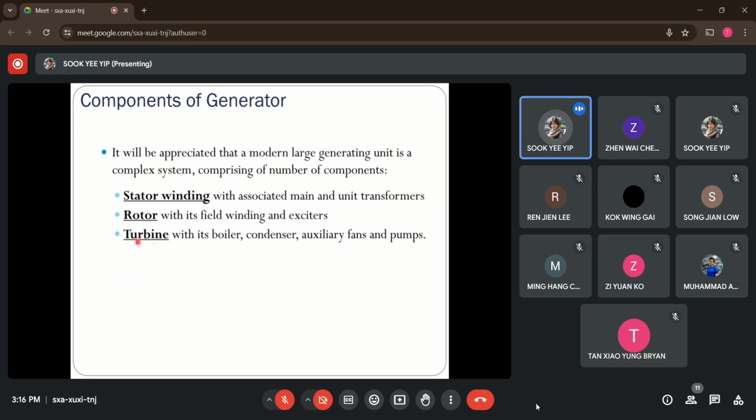And then we have mechanical components as well, like the turbine, whereby this turbine will give the mechanical motion to the generator. Usually the turbine will be installed near a boiler or the condenser that is equipped with auxiliary fans as well as the pump. So right now, this boiler can give steam to the turbine blades. That's how it rotates to give the motion. Okay, so this is the electrical part. This is the mechanical part. All right.